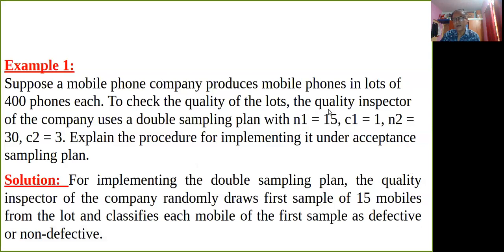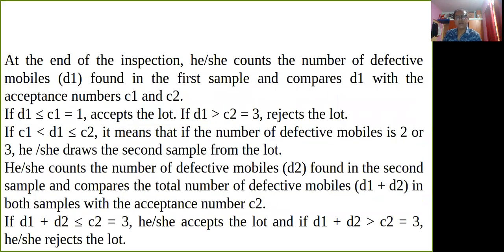Now after taking the sample of 15 mobiles, the quality control inspector needs to check each and every mobile, and then he has to bifurcate these mobiles into the good ones and the defective ones, that is, classify them as non-defective and defective. Then the second point: at the end of the inspection, he or she counts the number of defective mobiles, say D1. So D1 is the number of defective mobiles found in the first sample, where N1 equals 15.